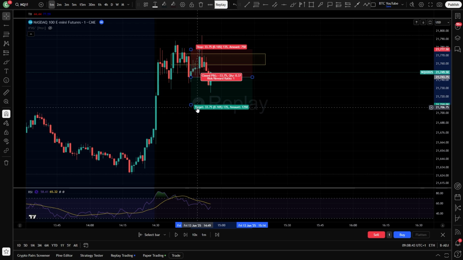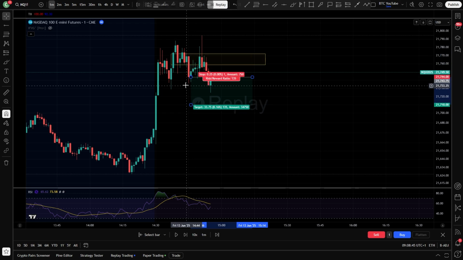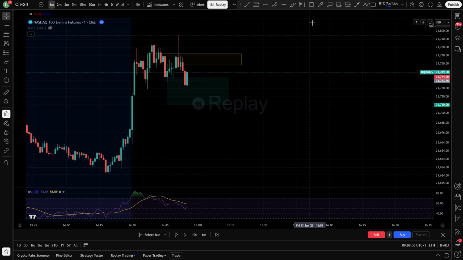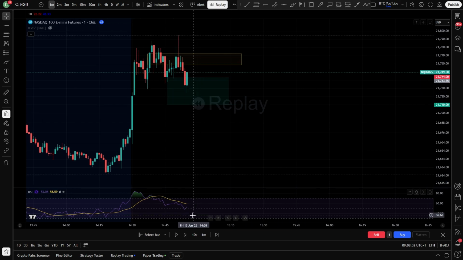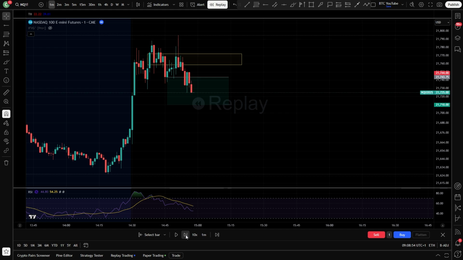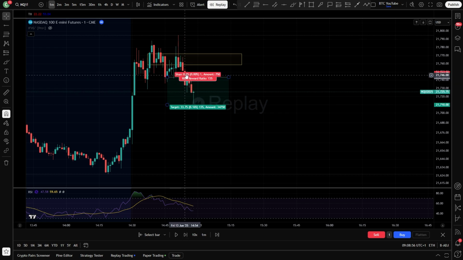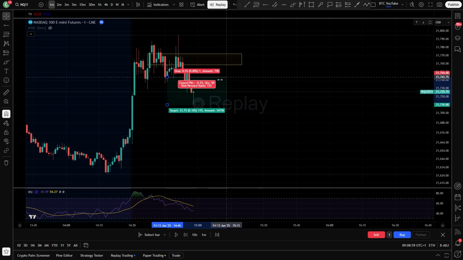I would have gone break even here. Once we came down and hit this internal swing low, because you don't know whether or not this is going to reverse back around. And I think I remember this was a break-even trade. As you can see, we came down, we came back up and hit my break-even here. So that was a break-even trade.